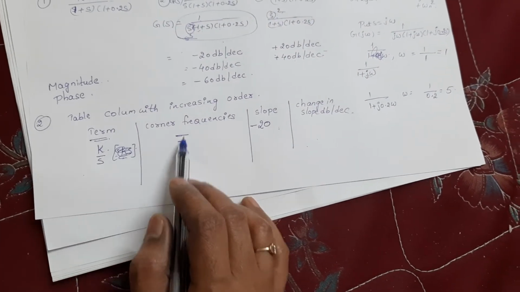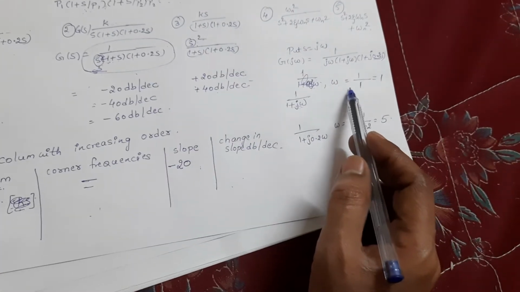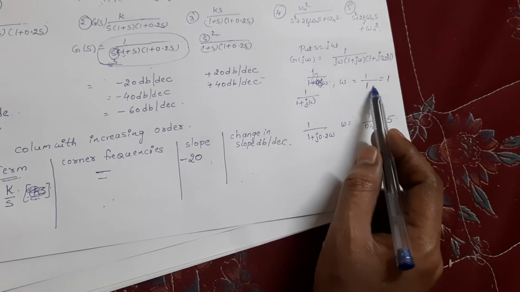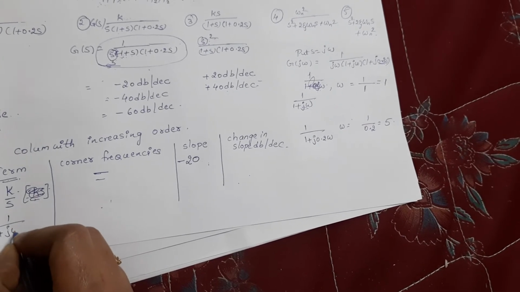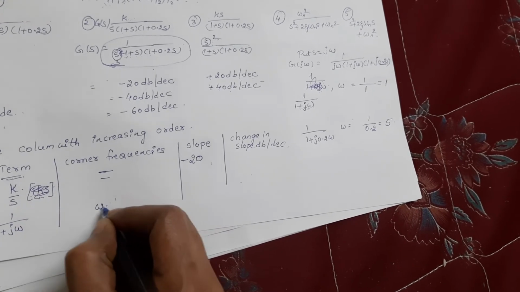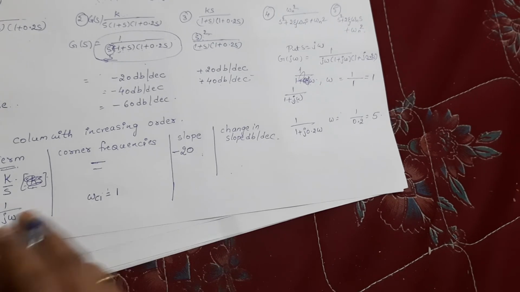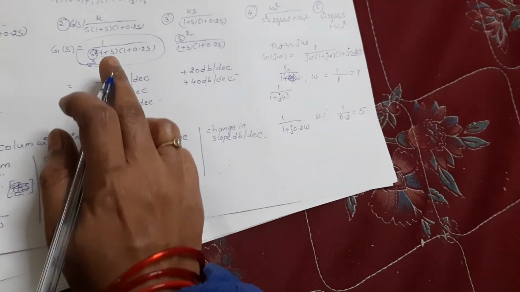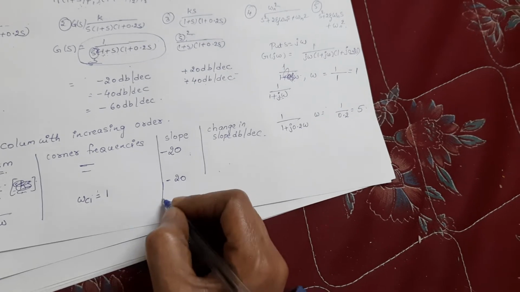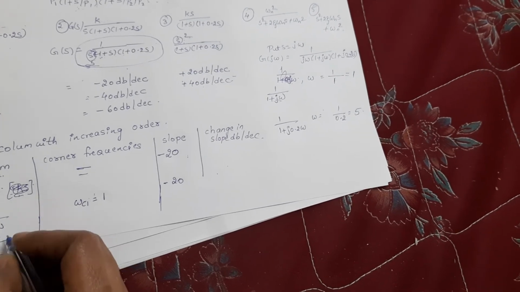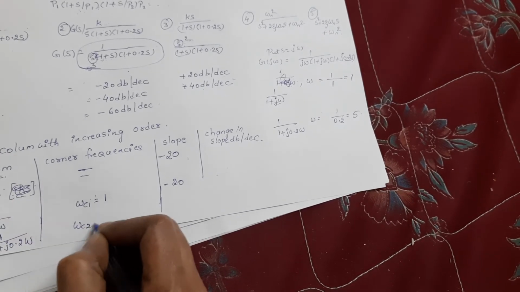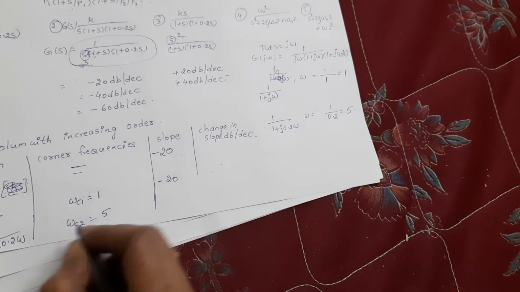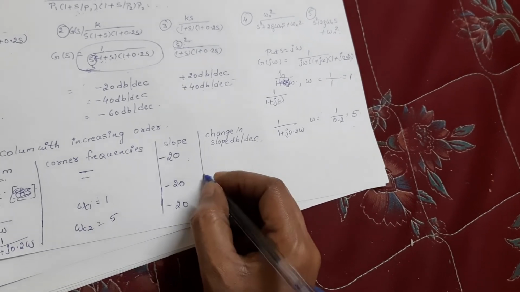So what we have to do is write the corner frequencies in increasing order. First write in the rough work which is higher and which is lower. This I got as the low value, so I am going to write 1 by 1 plus j omega. Corner frequency, mention it as omega C1 is 1. Is it a pole or a zero? Check it. It is a pole, so you should write minus 20. Again the next corner frequency, 1 by 1 plus j 0.2 omega: omega C2, already calculated, is 5. It is a pole, so this is minus 20.